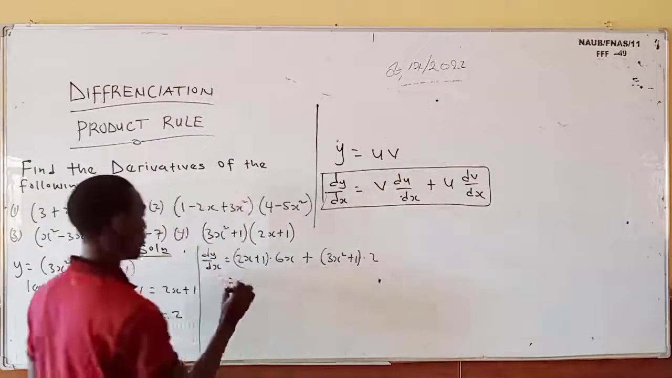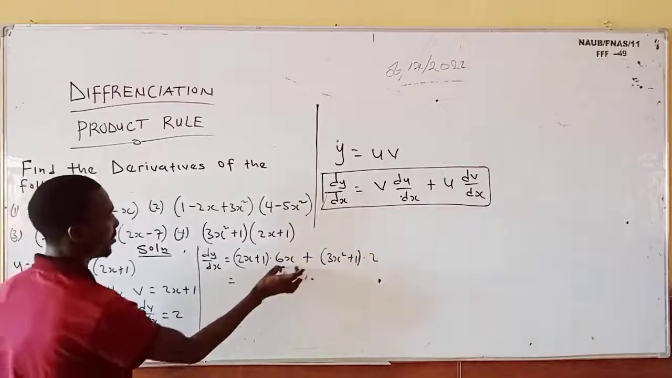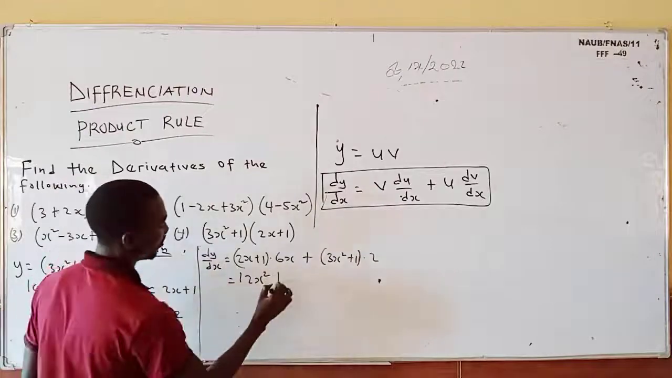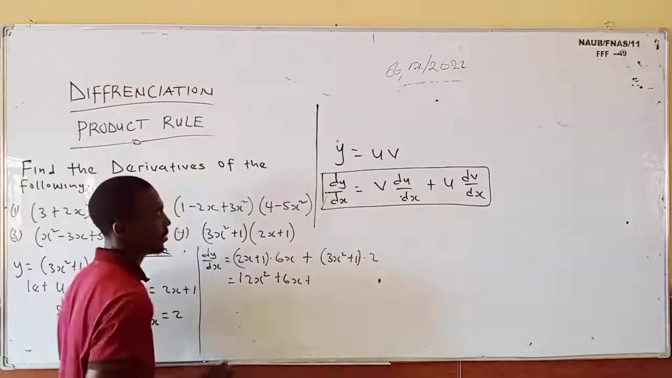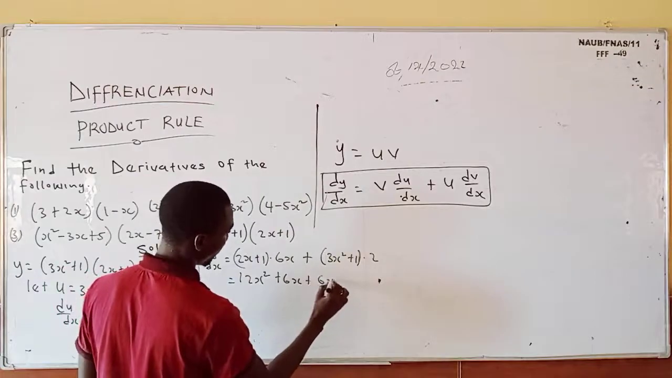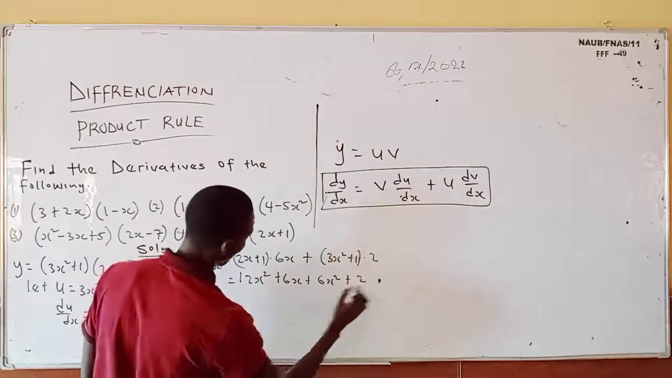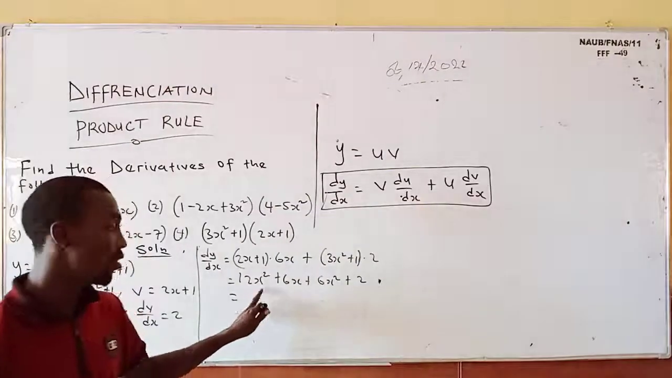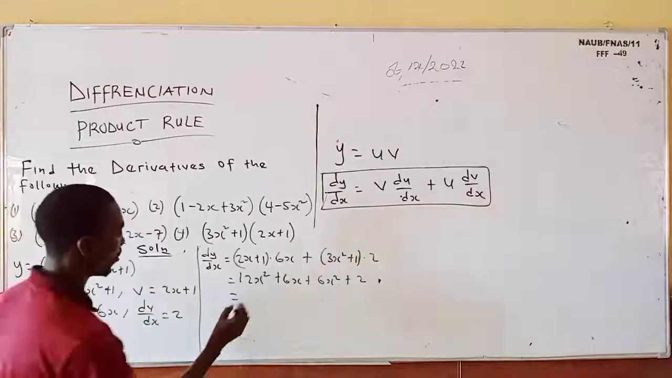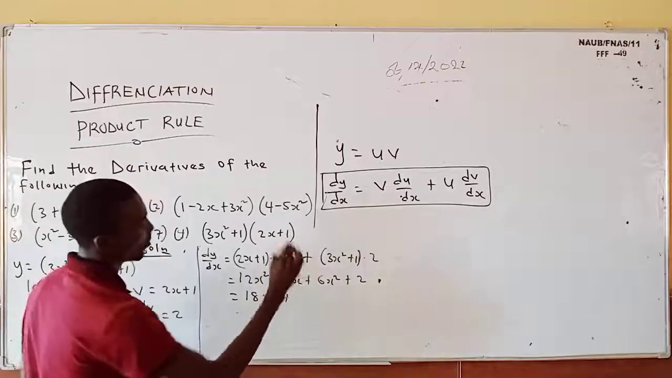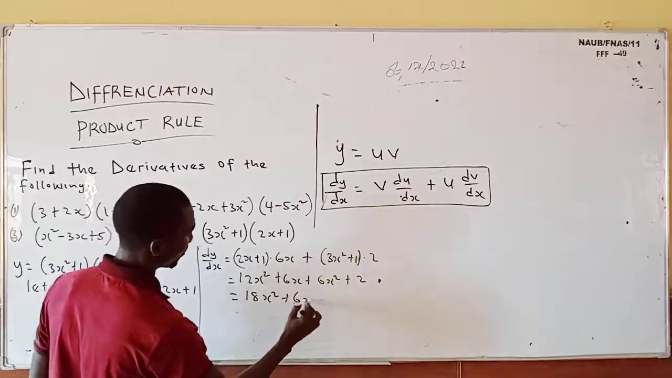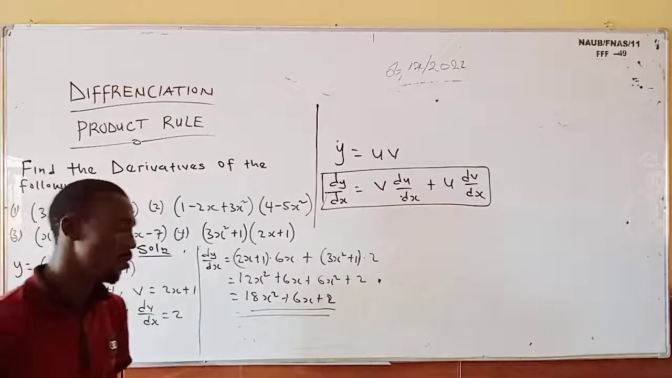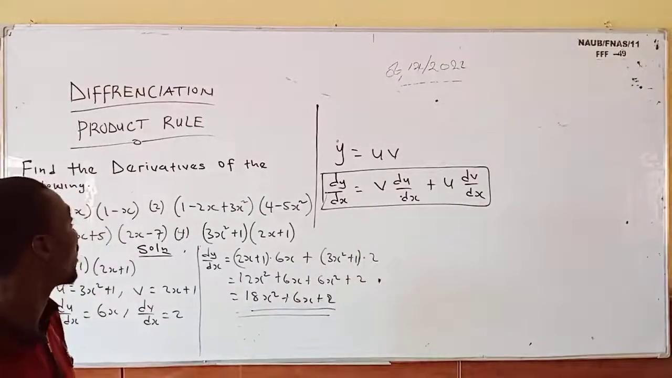So the next thing is to clear the bracket. 6s times 2s, that is 12s squared. 6s times 1 is 6s, plus 2 times 3s squared, that is 6s squared, plus 2 times 1, that is 2. So do we have anything to add together here? Yes. 12s squared plus 6s squared is nothing but 18s squared, plus you only have 6s plus 2. So this is 18s squared plus 6s plus 2.